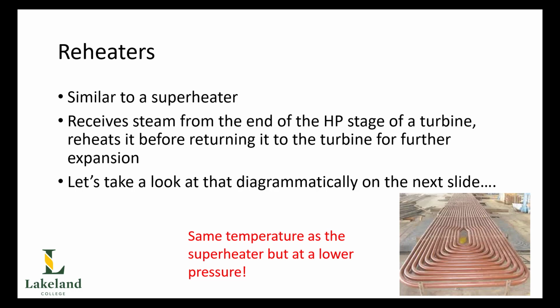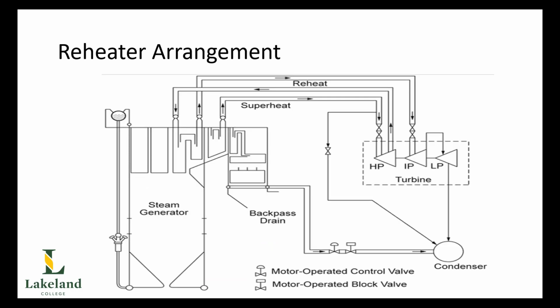Now, to get a better sense of the idea of that last slide that we just looked at, we can look at this diagram, figure 17, in your textbook. And here we can clearly see the three individual stages of our turbine. That is, the high pressure, intermediate pressure, and low pressure stages of our turbine. And now if we follow those steam paths from the steam generator, you can see where the steam enters and exits the turbine in relation to the superheater and the reheater.